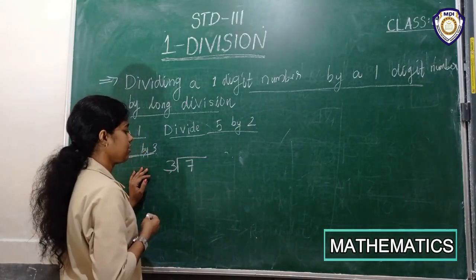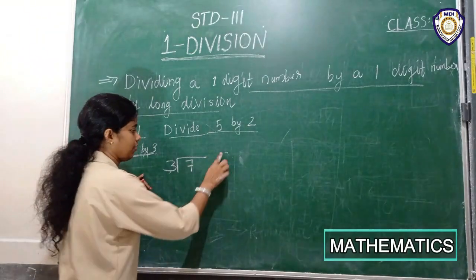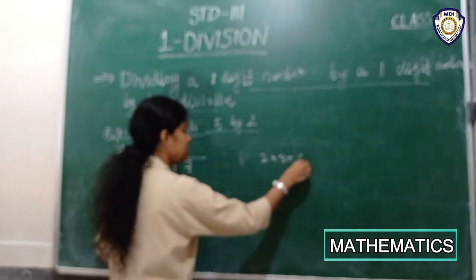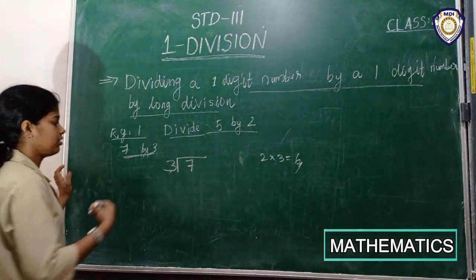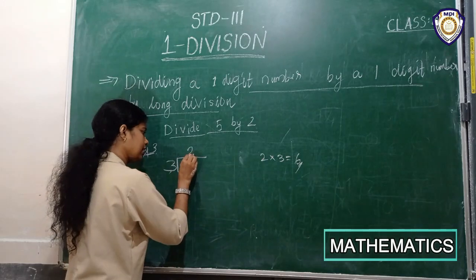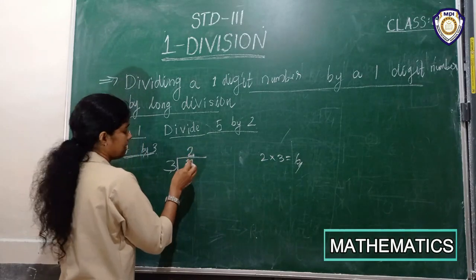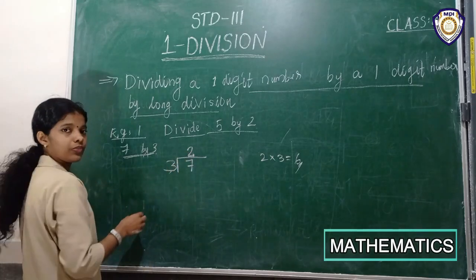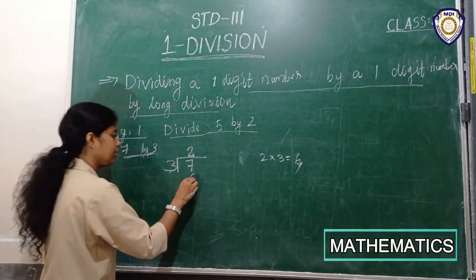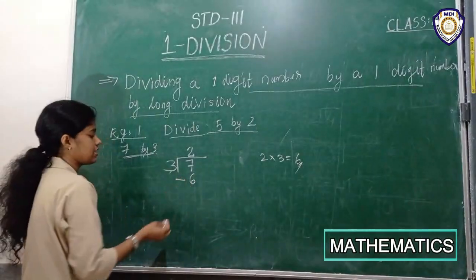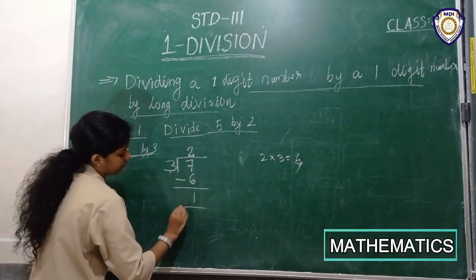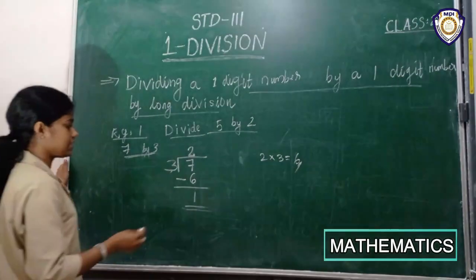How many times does 3 go into 7? 1 three is 3, 2 threes are 6, 3 threes are 9. So 2 times. Write 2 here. Then 2 times 3 is 6. Subtract: 7 minus 6, you get the answer 1.